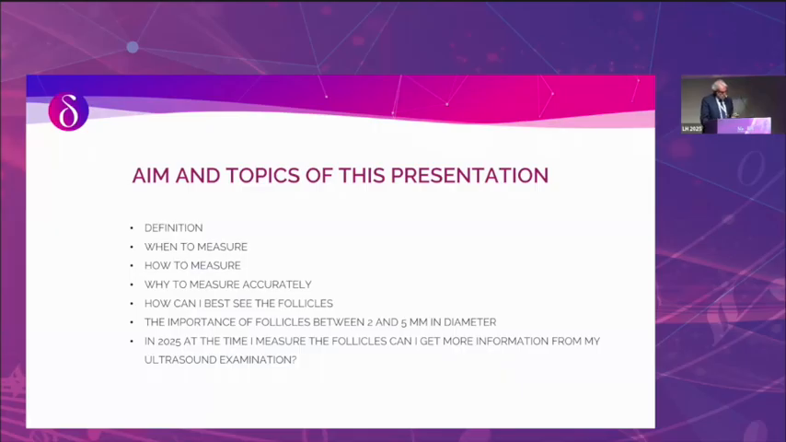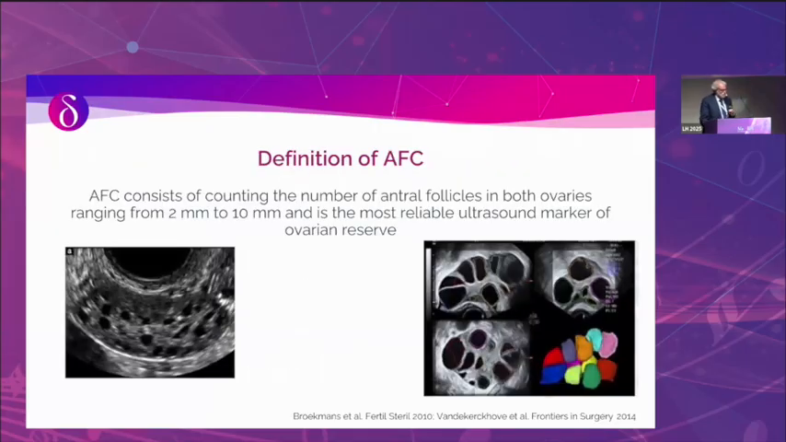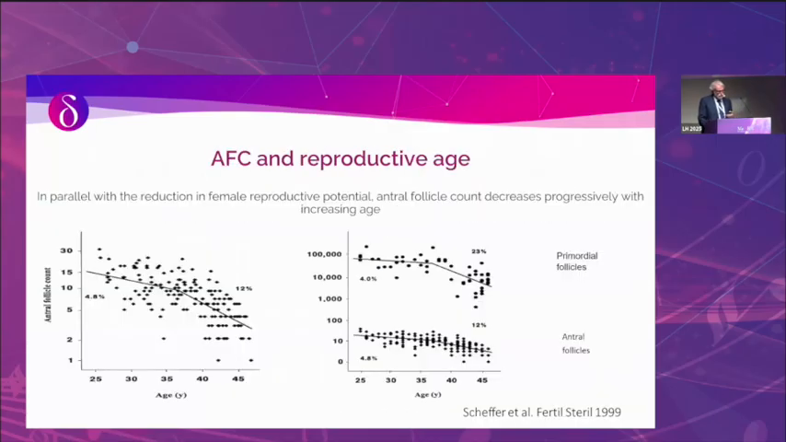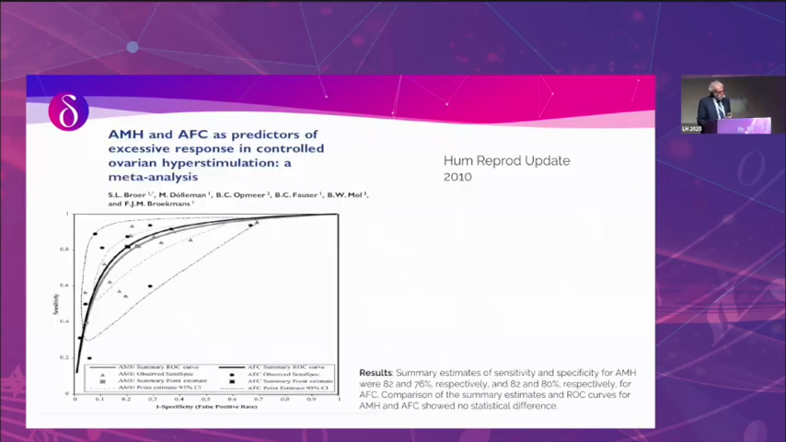This very simple definition is the follicles. You can count all the follicles ranging from 2 to 10 millimeters. It's usually very easy to perform this kind of evaluation, and it's completely related with the typical decrease of fertility with increasing age of the woman.